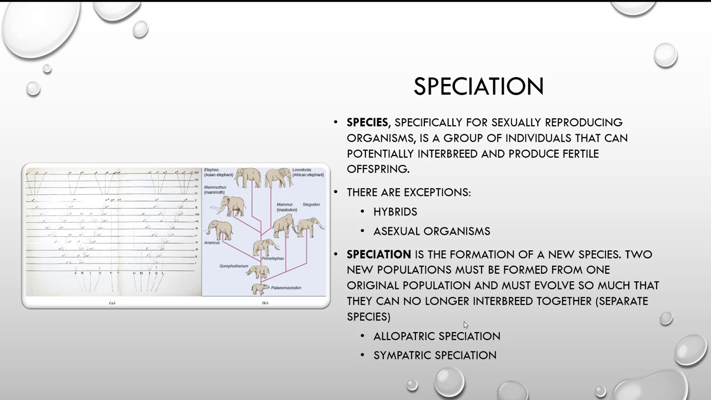Okay, so let's talk about how we end up with new species. There are two ways, through allopatric speciation and sympatric speciation. We're going to start out with an Amoeba Sisters video. The Amoeba Sisters video will talk about, again, our definition of species, as well as the two ways that we can get new species through allopatric and sympatric speciation.